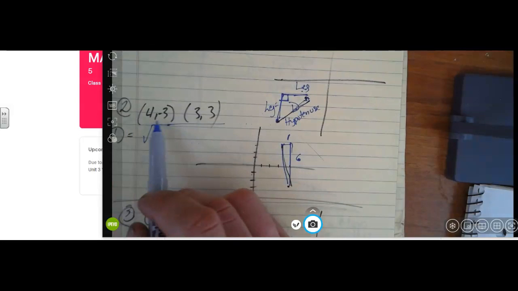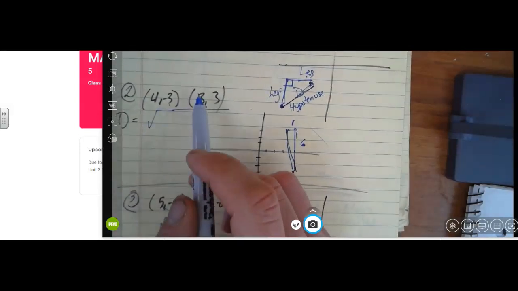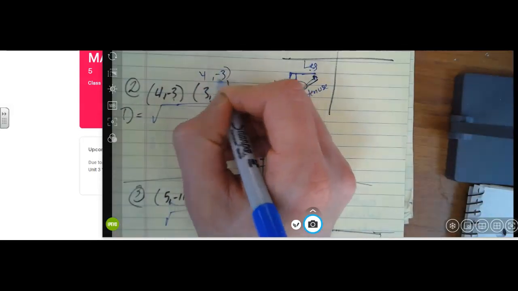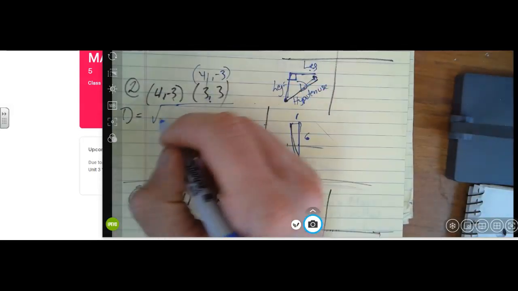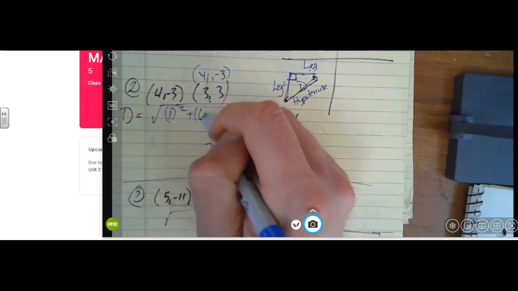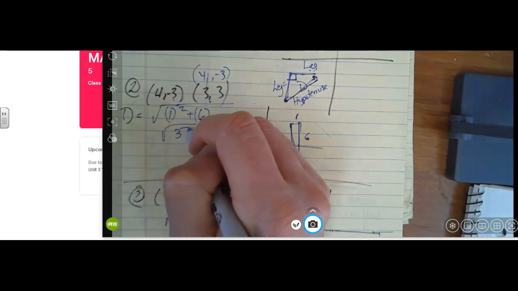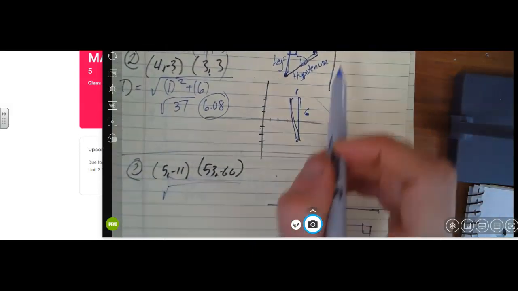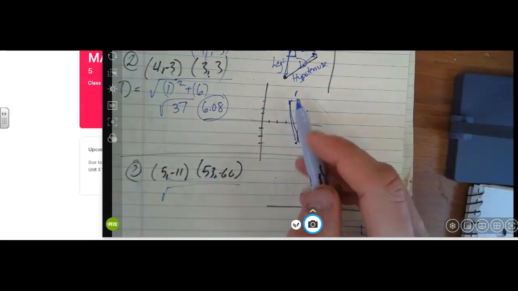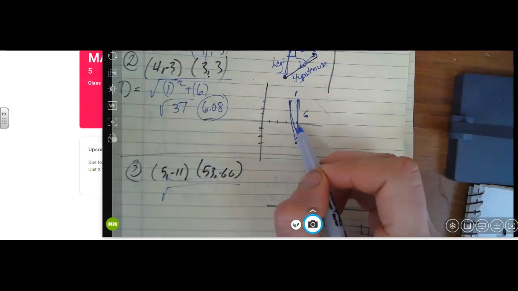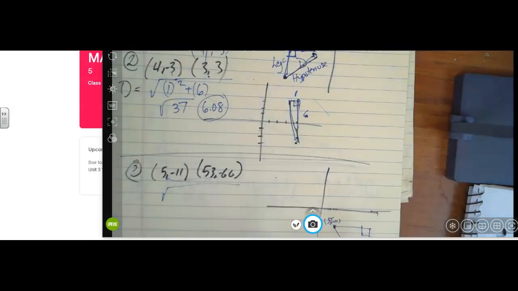Now we have 4, negative 3, and 3, 3. And do the same thing here. You can write the difference vertically. Sometimes it helps to do that. The difference of the x's is 1, squared. Forget about the up or down or plus or minus. The difference here is 6, so that's going to be the square root of 37, and that's about 6.08. That's all you have to do there. But if you want to visualize it, it'll be right here. So if you had 4, negative 3, and 3, 3, you can visualize a right triangle that looks like that.